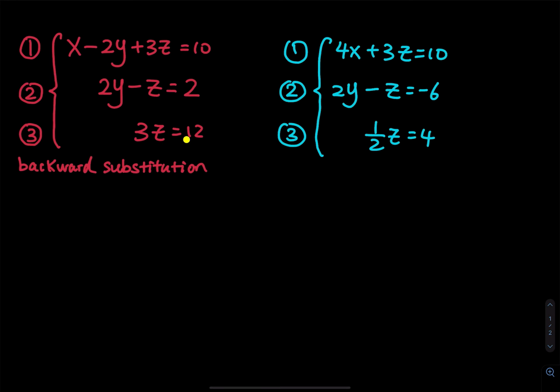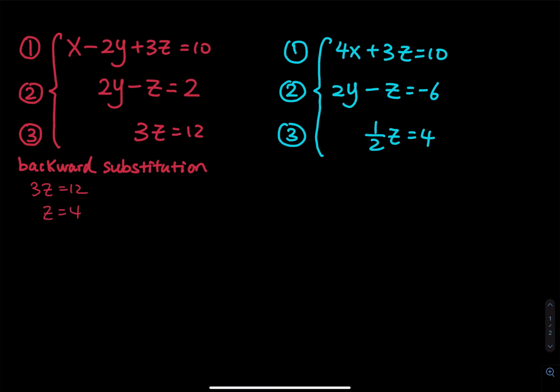The first step is you always number each equation: equation 1, equation 2, and equation 3. This time I would like to use backward substitution because the third equation, 3z equals 12, is one unknown in one equation, so this can be solved immediately. When you divide both sides by 3, you have z equals 4.